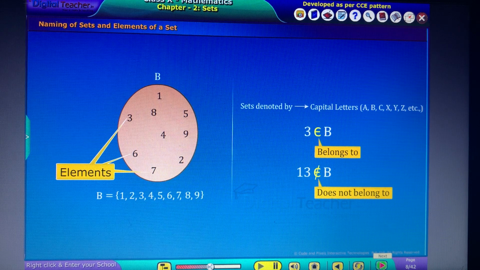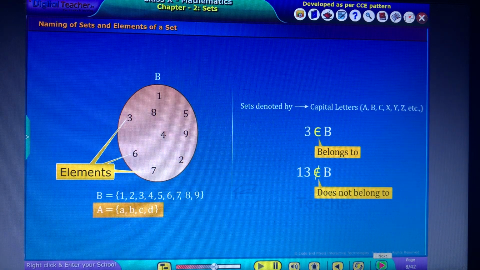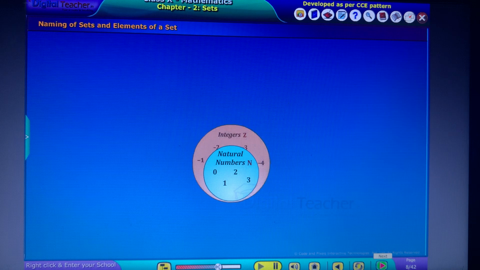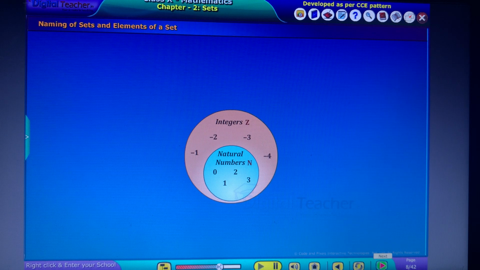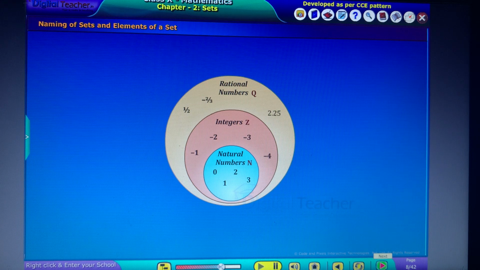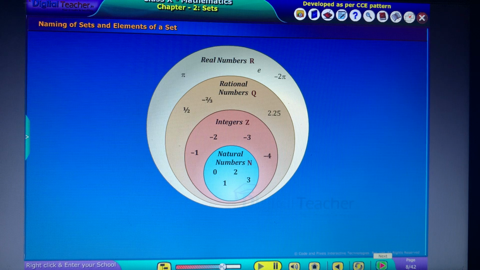Finally, elements of a set are usually designated with lowercase letters. For example, A is equal to the set containing the elements a, b, c and d. The set of all natural numbers is denoted by N. The set of all integers is denoted by Z. The set of all rational numbers is denoted by Q. The set of all real numbers is denoted by R.